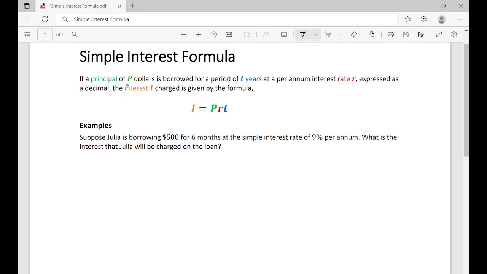If a principal of P dollars is borrowed for a period of T years at a per annum interest rate R, expressed as a decimal, the interest I charged is given by the formula I equals PRT. More simply, P is the amount of money we put into an account, T is how long it's in there, R is the rate, and the interest is what we get back when we multiply P, T, and R together.